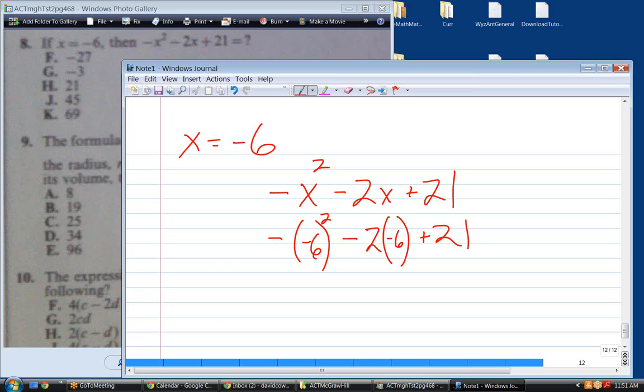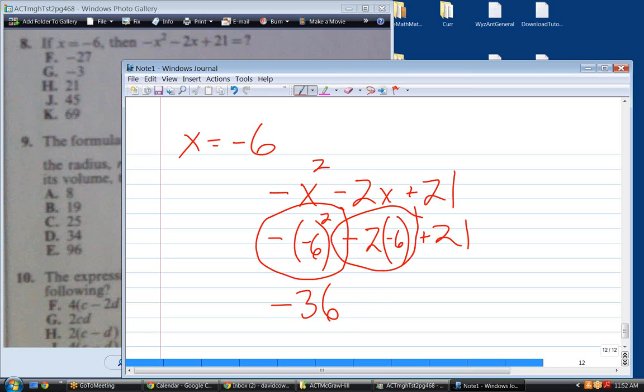Because what they're trying to do is to get you to screw up your internal math here, because they have so many negative signs here. So what is that equal to? Use PEMDAS. Negative 36. Good. What's this equal to? 12. Plus or minus? Plus.